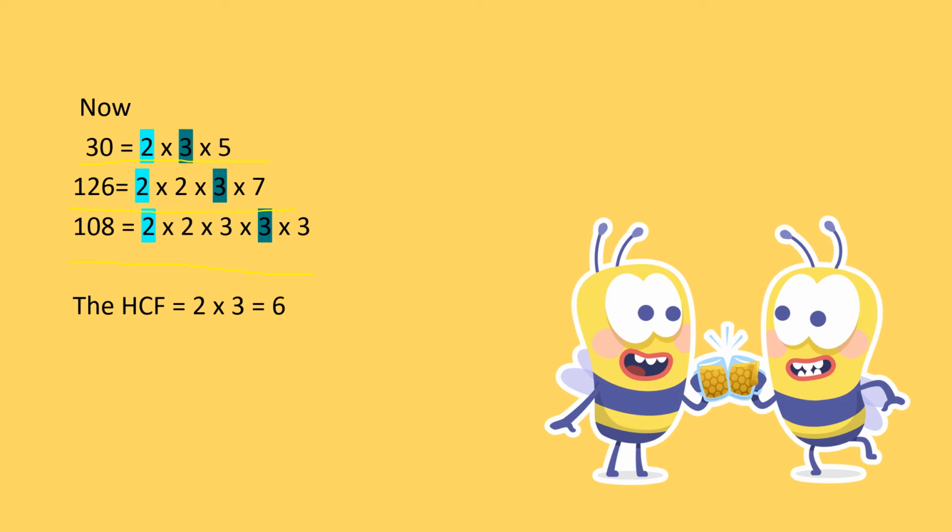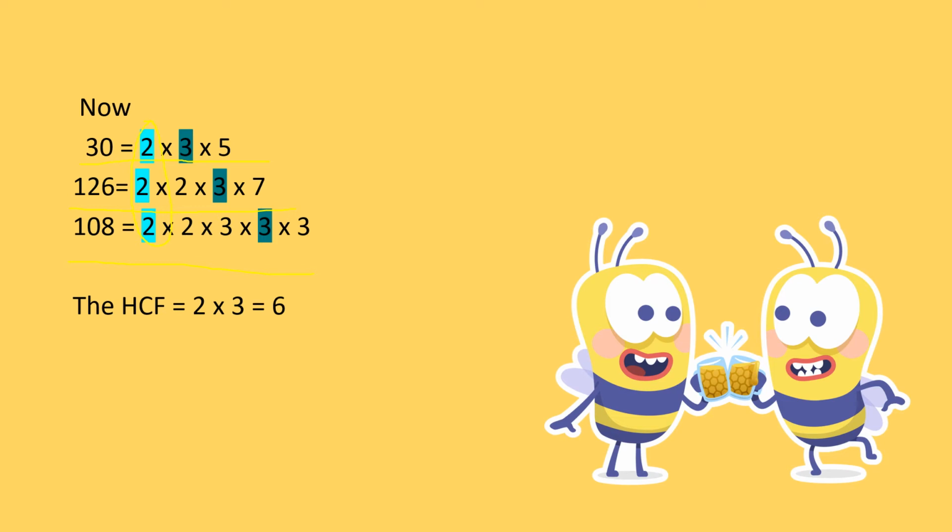So for 30, 126, and 108, you have to see which prime factor is present in all these three numbers. The first prime factor, which is 2, is, as you can see, available in 30, in 126, and in 108. So I have highlighted all these prime factors which are the same. Okay, so this is a common factor, but I am going to ignore these two.